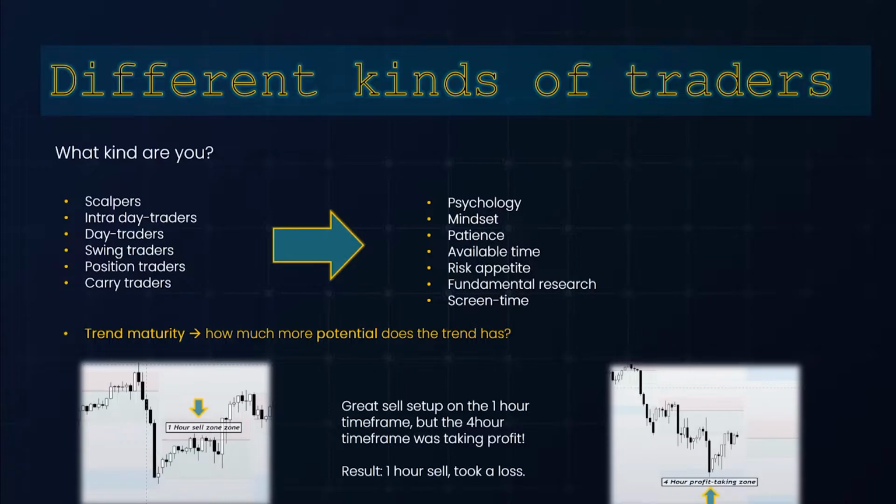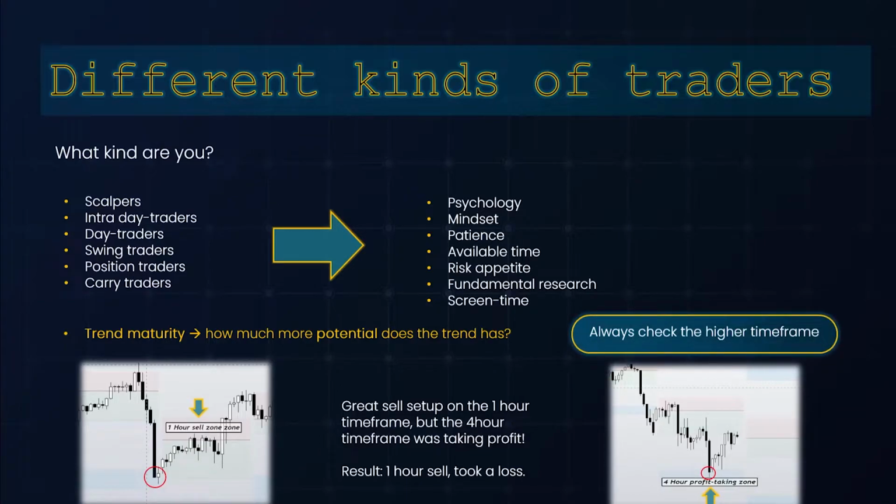A great sell setup for the day traders on the 1 hour time frame, but on the 4 hour time frame the swing traders were taking profit. Result: the 1 hour sell took a loss because they were not aware of what was happening on the bigger time frame. That's why we always need to check the higher time frame before making a trade.